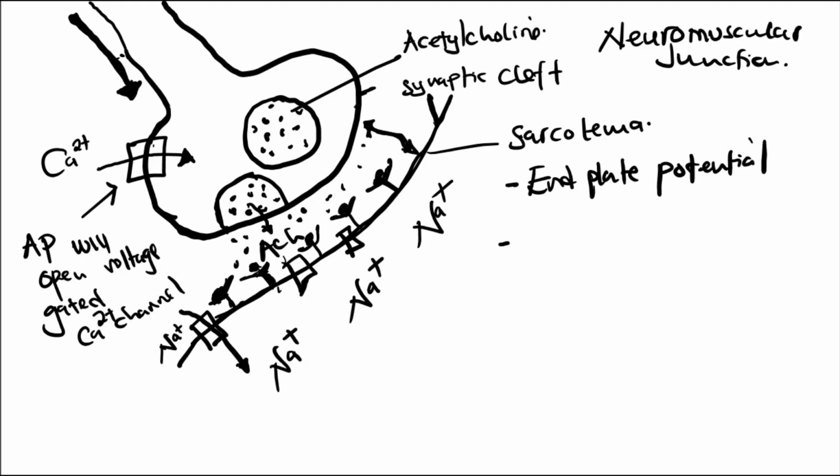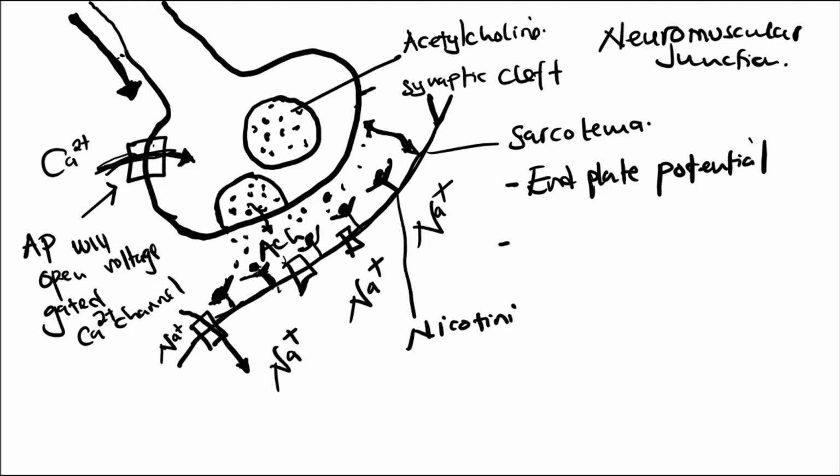it will open voltage gated calcium channels, which will cause calcium to enter the neuron. When calcium enters the neuron, this calcium will cause the fusion of this vesicle that is containing acetylcholine with the membrane of the axonal terminal, and it will result in the release of acetylcholine in the synaptic cleft. This acetylcholine that is released in the synaptic cleft will bind to nicotinic receptors. Okay, so these are nicotinic receptors.